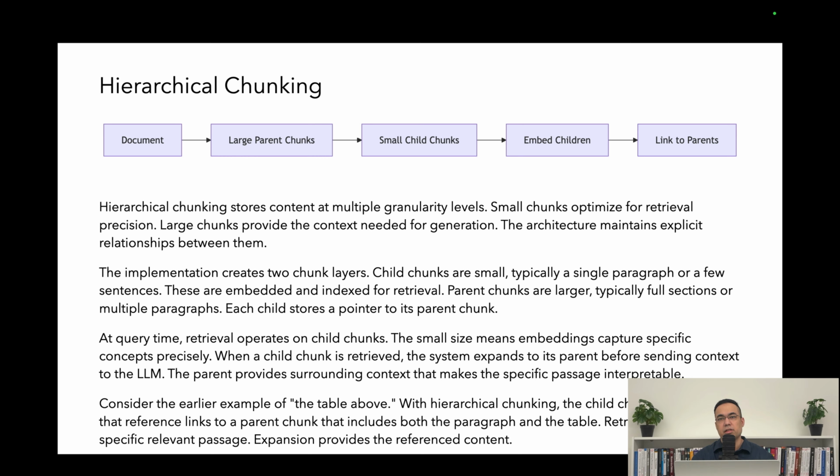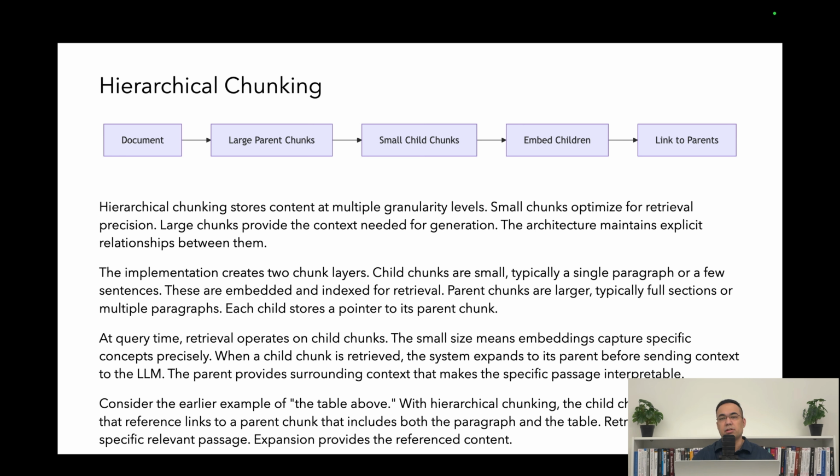The implementation creates two chunk layers. Child chunks are small, typically a single paragraph or a few sentences. These are embedded and indexed for retrieval. Parent chunks are larger, typically full sections of multiple paragraphs. Each child stores a pointer to its parent chunk.